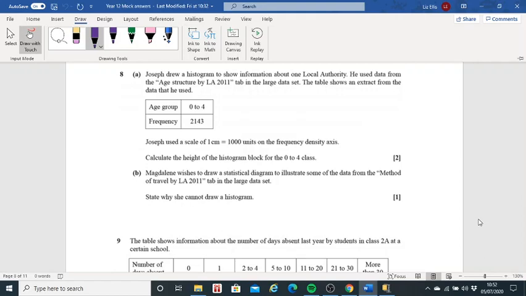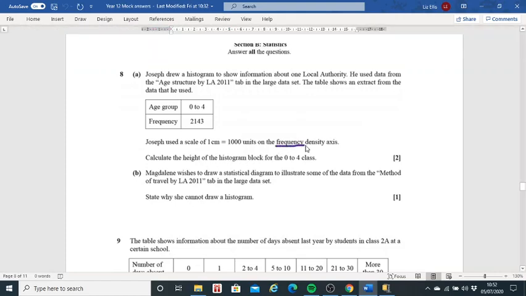So Joseph drew a histogram to show information about one local authority. He used the data from the age structure for a large data set. Now, we need to find the height of the histogram. So hopefully you all first wanted to find the frequency density, which is frequency divided by class width. Now the problem is my class width on this one is not 4. My class width is 5.